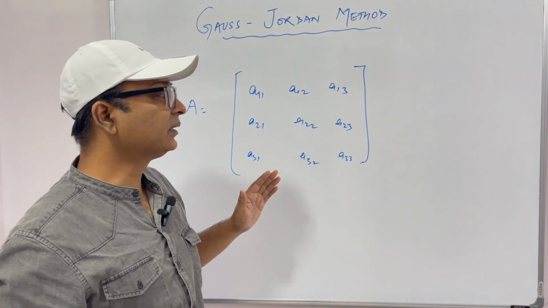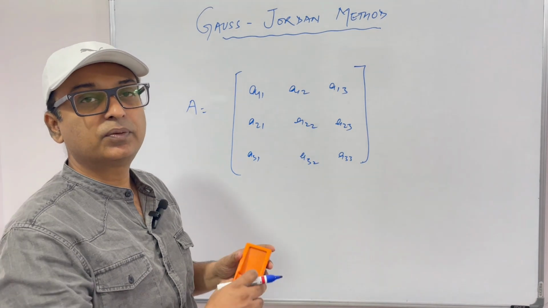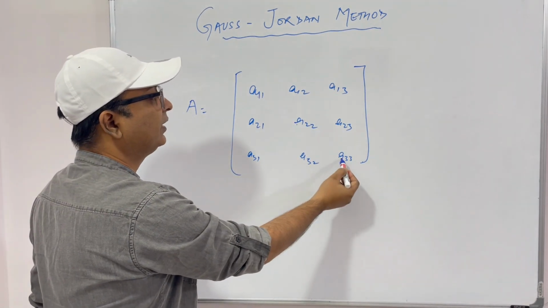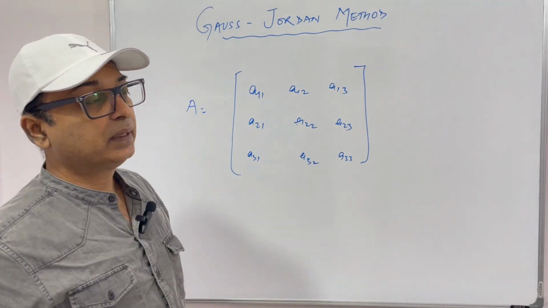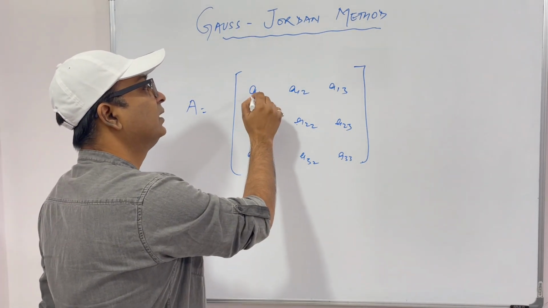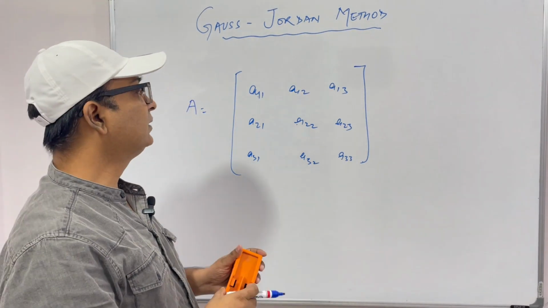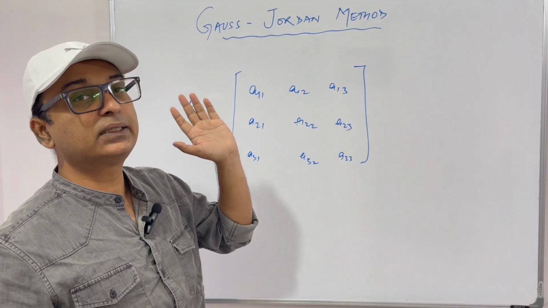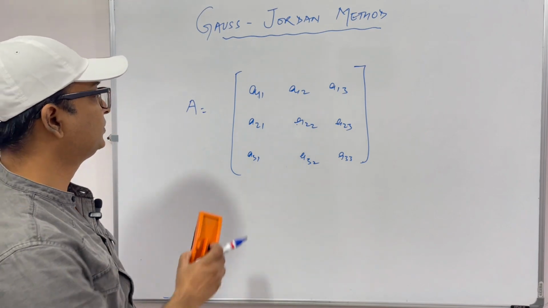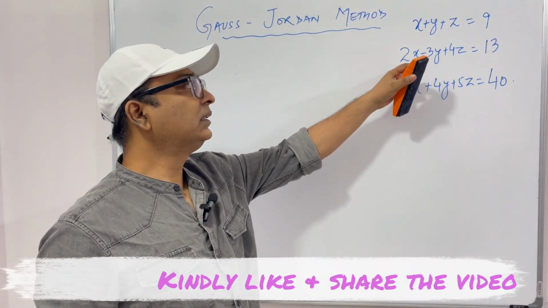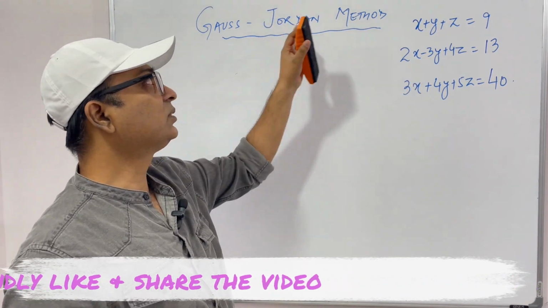Once we make it a diagonal matrix, our values of X, Y, Z will be clear from the matrix only, because if the off-diagonal values are zero, let's say this is A, so AX equal to B, we'll have only X, Y, Z. So the matrix will reflect the values of X, Y, Z only. So this is a modification of Gauss elimination method. Let's see how we do it. We have solved these three linear simultaneous equations through Gauss elimination method. Now we'll solve this by Gauss-Jordan method.